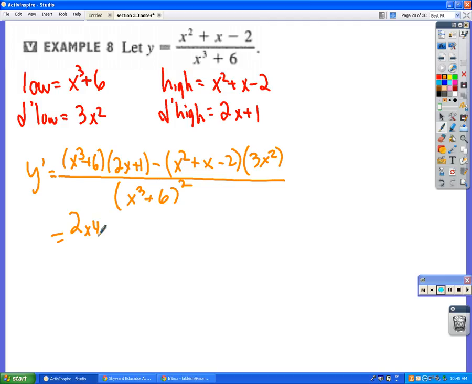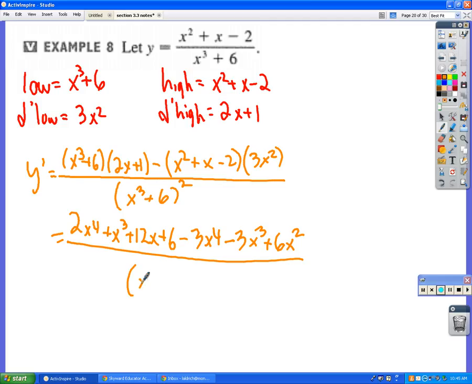FOIL it out. So 2x to the 4th plus x cubed plus 12x plus 6 minus, okay, so hold on, pause, 3x to the 4th minus 3x cubed plus 6x squared, all over x cubed plus 6 squared. Hold on, now stop.